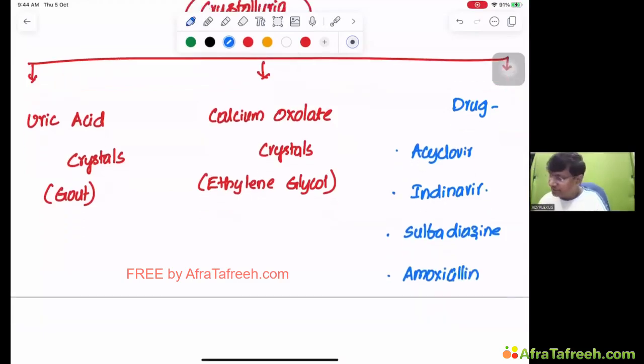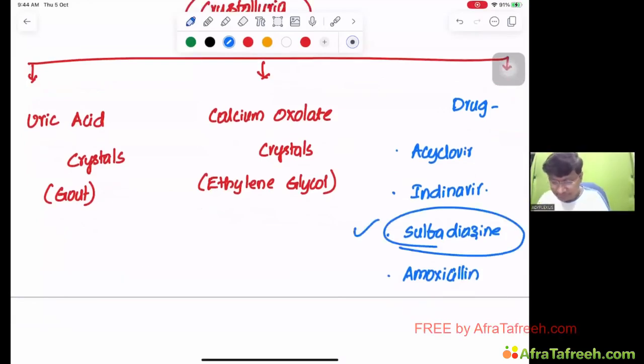Can anyone tell me in which cardiac condition we use this sulfadiazine? Anyone of you, please? That is in case of rheumatic fever.